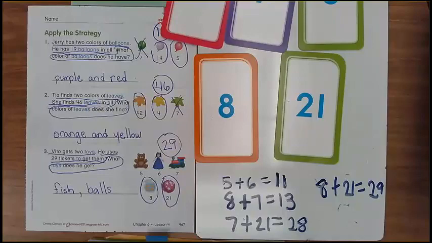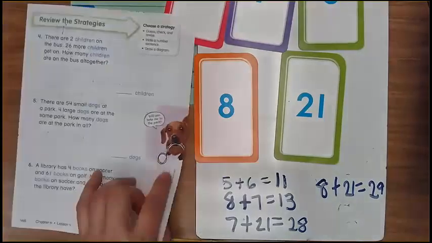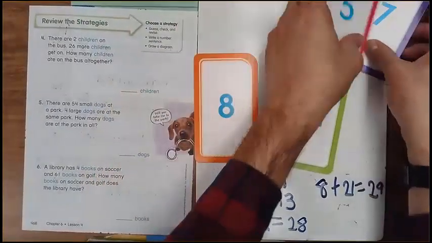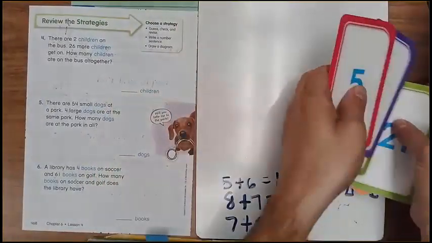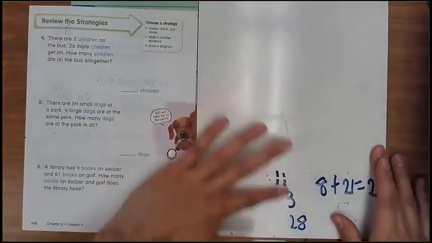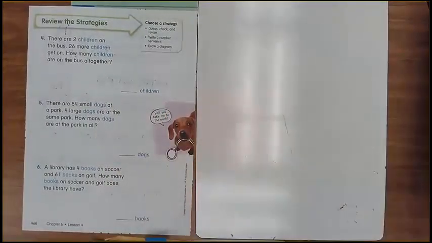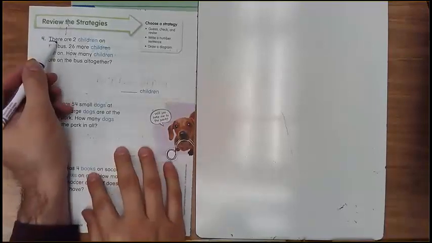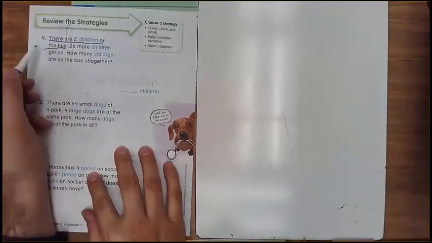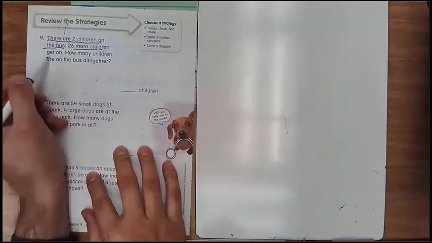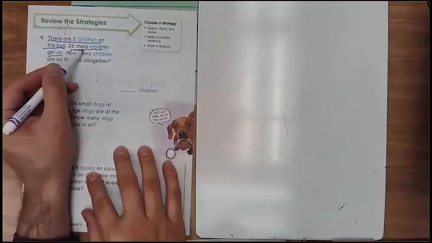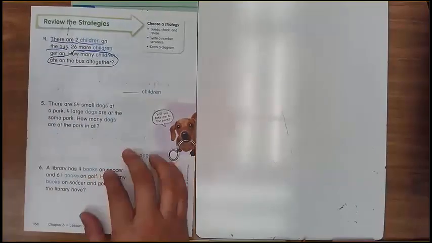All right, so let's move on to the next page. And let's see what this story says. There are 2 children on the bus. So let me underline that. 26 more children get on. How many children are on the bus all together?